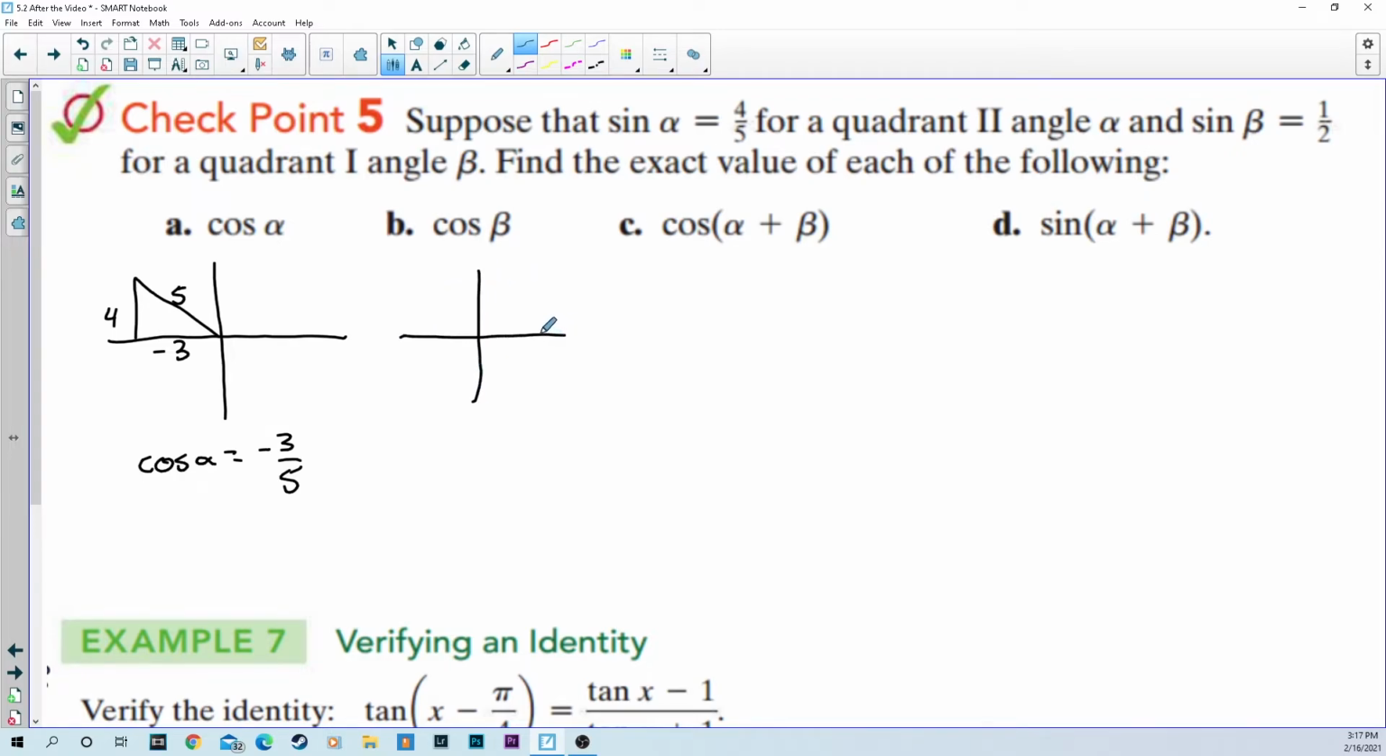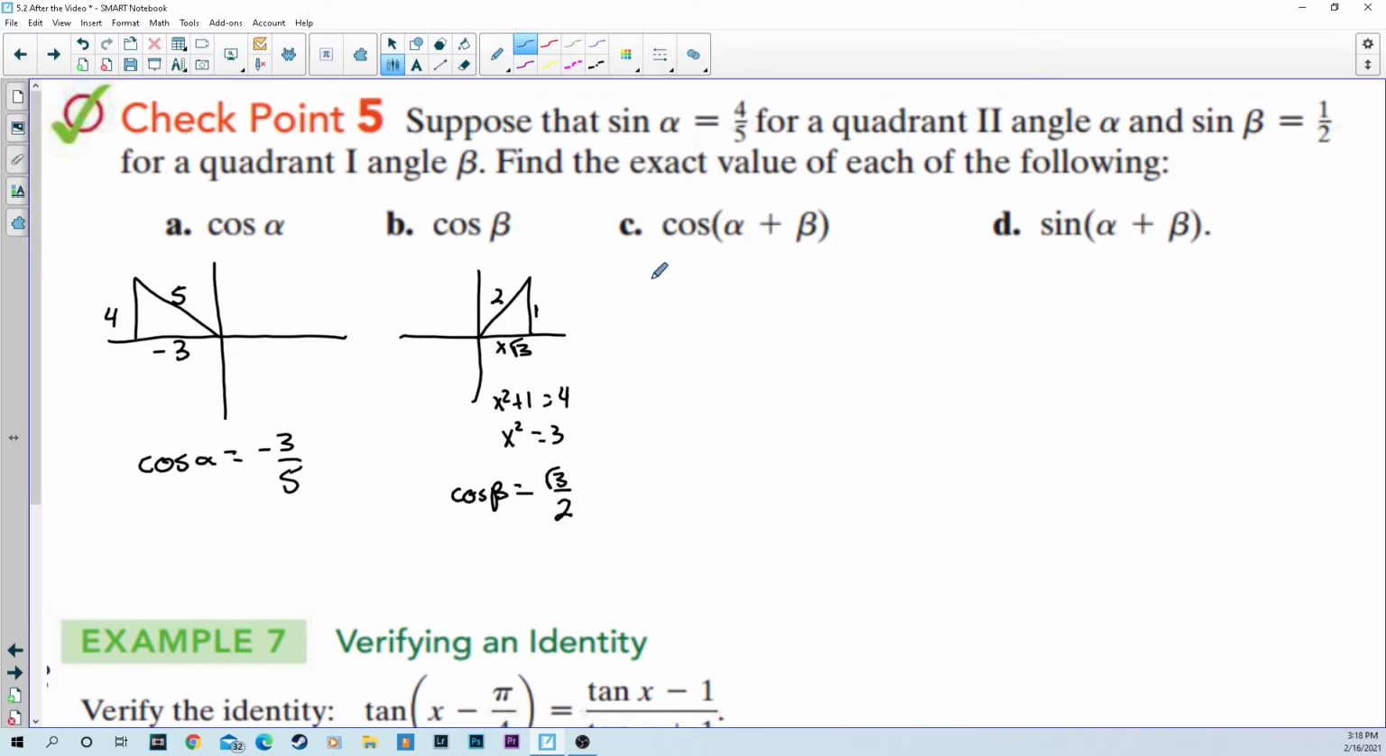Beta is a quadrant 1 angle, and we are told that the sine of beta is 1/2. So 1/2, and then this side, well, we know if sine of beta is 1/2, then the cosine is square root of 3 over 2. But we need the x here: x squared plus 1 squared is equal to 2 squared, which is 4. So x squared is equal to 3, so x is square root of 3. Now the cosine is square root of 3 over 2. So cosine of beta is square root of 3 over 2.